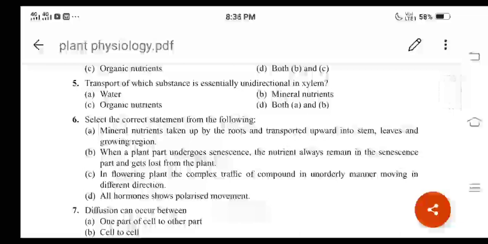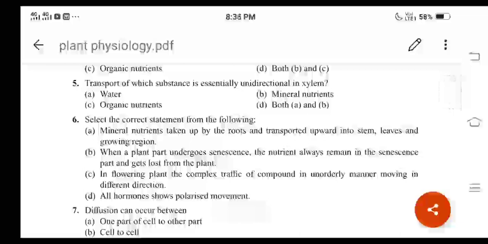Then option B: when a plant part undergoes senescence, the nutrients always remain in the senescent part and get lost from the plant. This is incorrect. Why? When a plant part undergoes senescence, the nutrients may be withdrawn from that part and moved to other parts, the growing parts. So option B becomes incorrect.